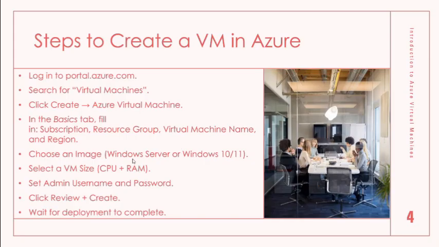So you give your virtual machine a name and a region. Then you choose an image for your virtual machine, whether a Windows server or Windows 10 or 11, whatever you want to do, depending on why you're creating your virtual machine. So you select your VM size, you set your admin username and password, then you click on review and create, then you wait for deployment to complete. This deployment doesn't even take up to 2 minutes before your VM is created.